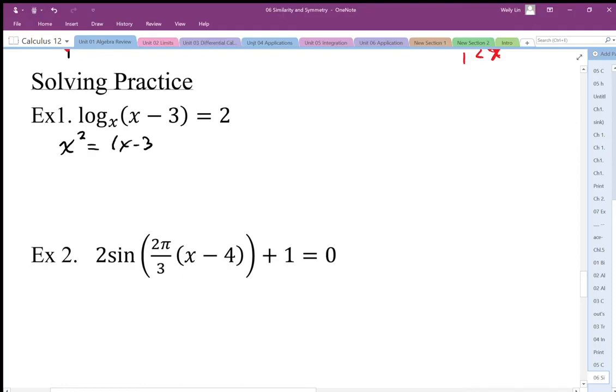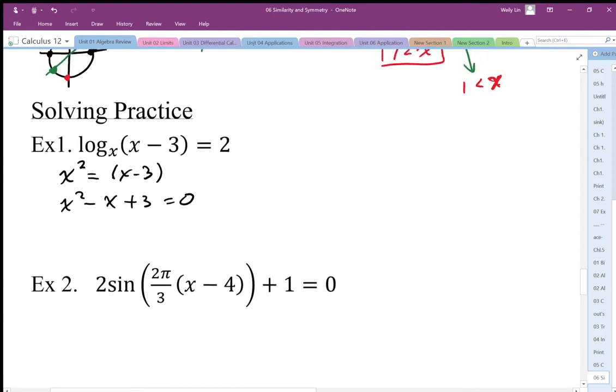Okay, so here's my base, power is 2, my argument is x minus 3. Now that I've gotten rid of logs, it just becomes a quadratic equation. Okay, so solving this, this is not factorable, so this doesn't mean there's no solution, it just means I have to rely on the quadratic formula.